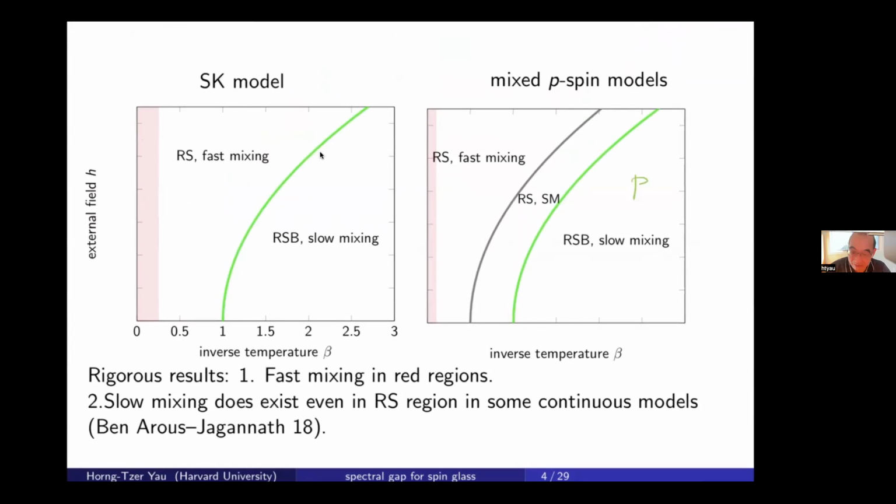Oh, yes. I believe that, for example, for P-spin models, my personal belief is that the fast mixing region can be defined by the correlation matrix operator norm being bounded. I think this one and this one bounded, they are the same.